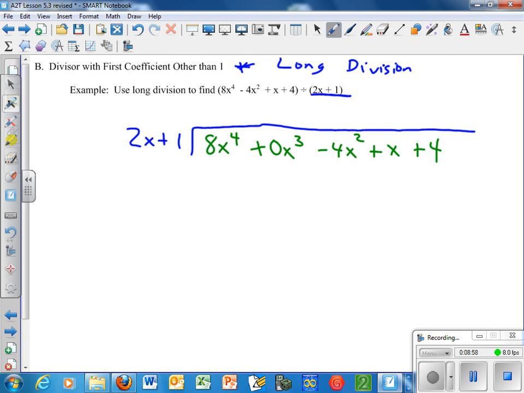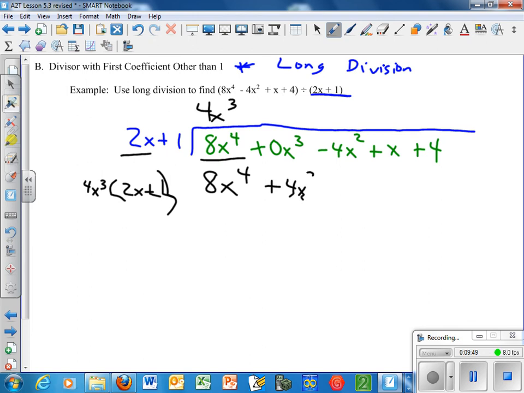Now I ask myself, how many times does 2x go into 8x to the 4th? Or 2x times what is 8x to the 4th? Well, 2 times 4 would give me the 8. X times x cubed would give me the x to the 4th. So now, going back to long division, I take what I just wrote there, which is 4x cubed, and I'm going to multiply by 2x plus 1. So that I get 8x to the 4th, which we want to have happen there, and then plus 4x cubed.